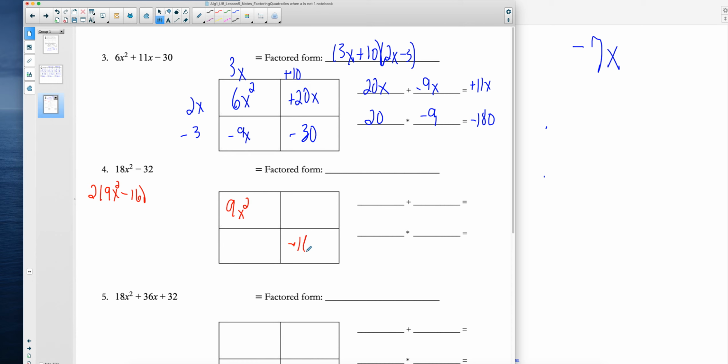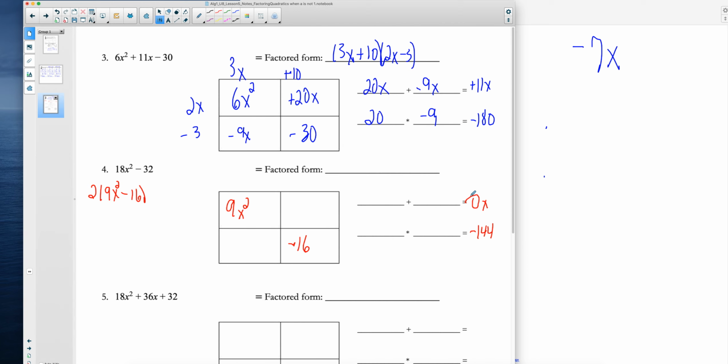Now 9 times negative 16, once again, gives us a fairly large number, negative 144. Now here's the other thing I wanted to point out. Notice there is no b term, there's no x term. So we have to add to be 0x. In some ways this makes the problem easier, because anytime we end up with 0x, that tells us the factors of our numbers have to be opposites, which means we're really dealing with a perfect square. And notice 144 is a perfect square.